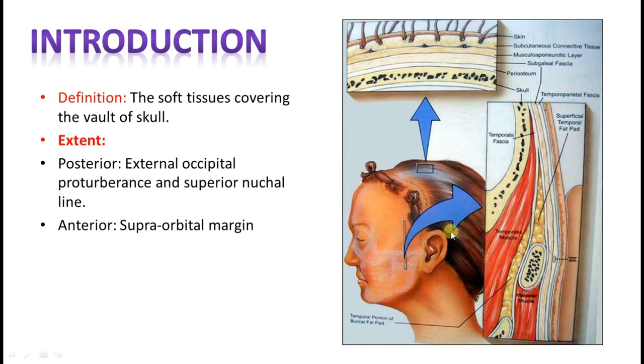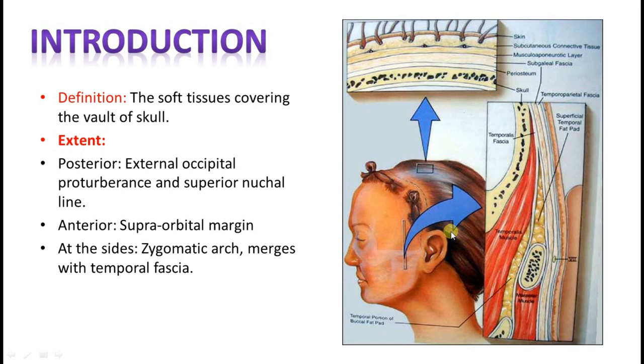Laterally, it also extends up to the zygomatic arch. So above the zygomatic arch, you also have a temporal region. You have the temporal fossa covered with the temporal fascia. So the scalp passes superficial to that temporal fossa, and then it extends up to the zygomatic arch. So these are the extensions of the scalp anteriorly, posteriorly and also laterally.